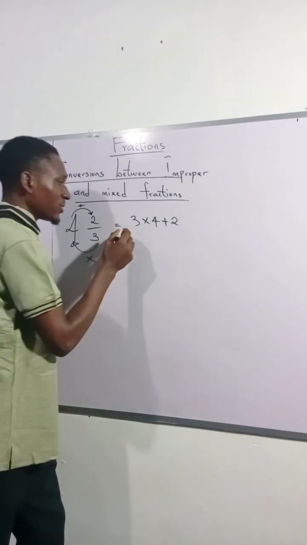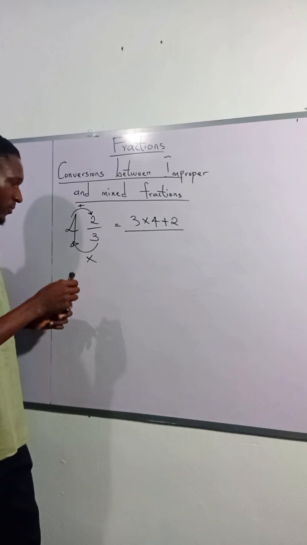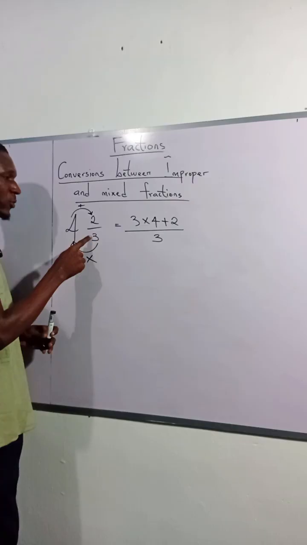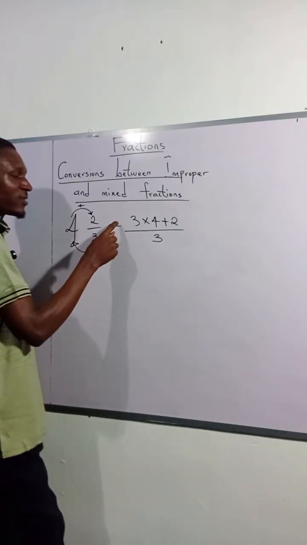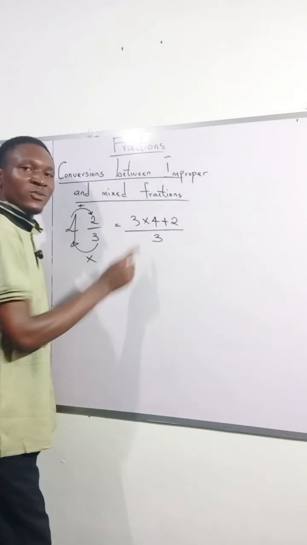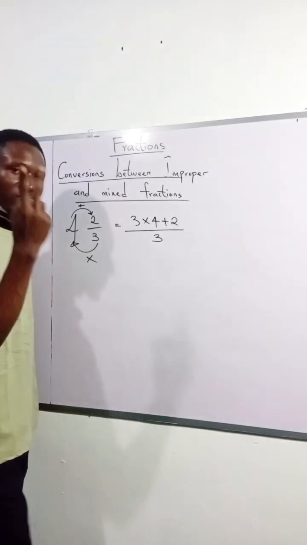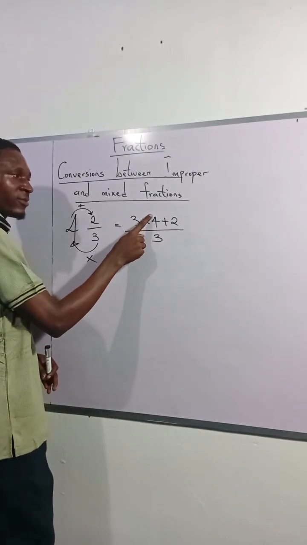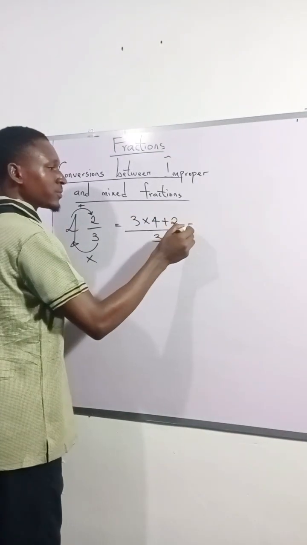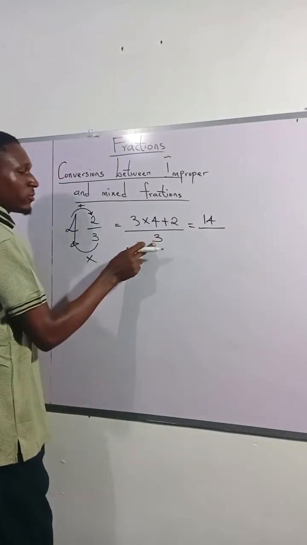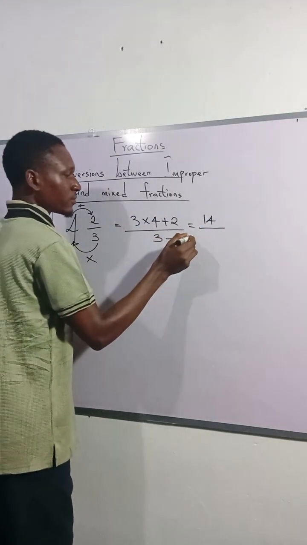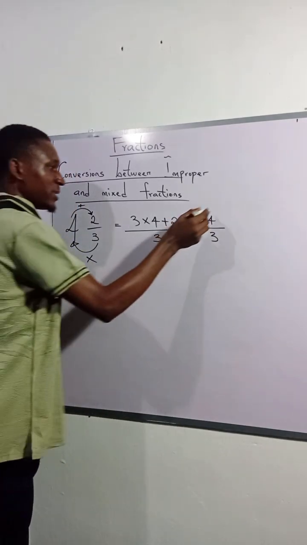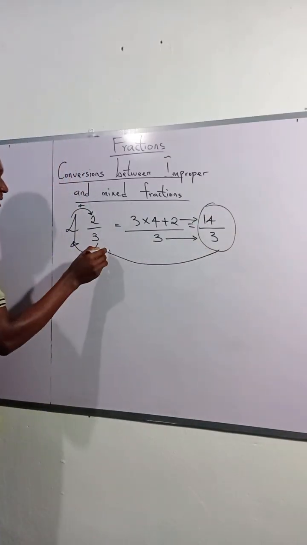Then you write your division sign all over. Your denominator is 3, it will still remain 3. So this is how you convert. When you now add everything here, 3 multiplied by 4 is 12. 12 plus 2 will give you 14, and you bring your denominator back, out of 3. Therefore, this is your answer, 14 out of 3.